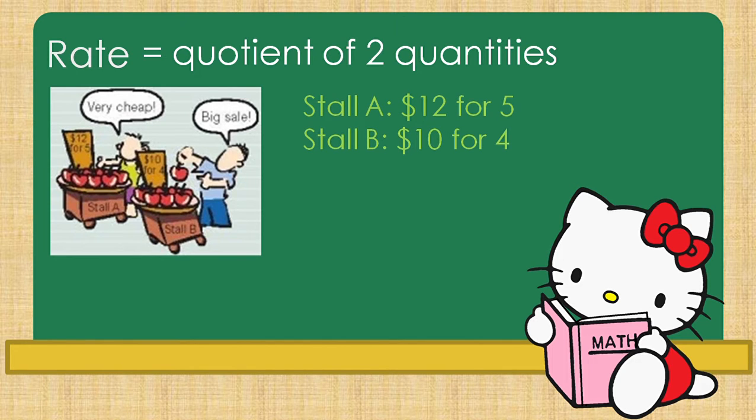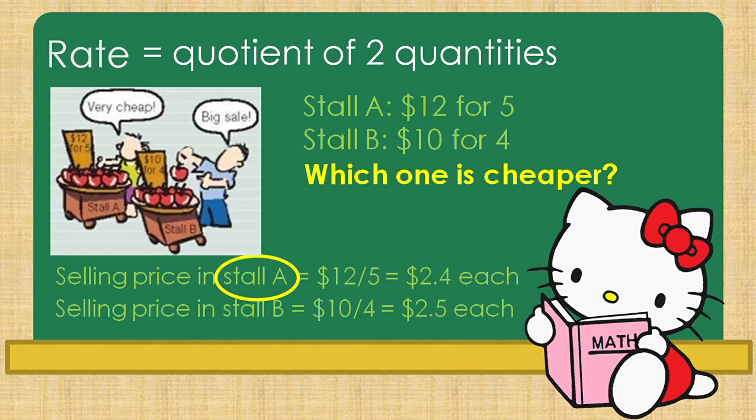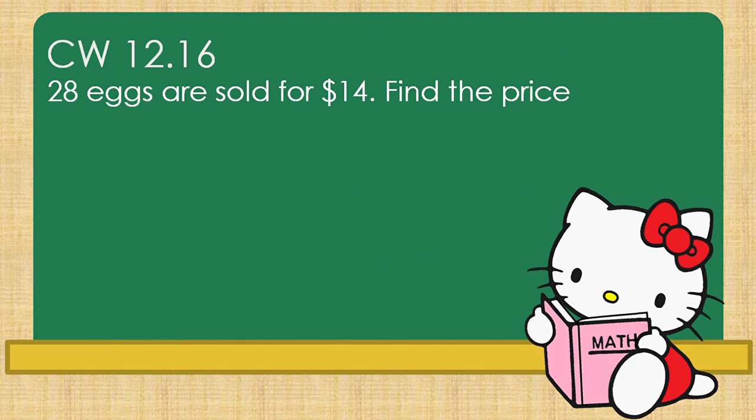How about the next one? In this case, there are two stores. Store A, $12 for 5 apples, and store B, $10 for 4 apples. But which one is cheaper? In this case, we can use the rate to help also. The rate here should be the selling price for each apple. For store A, $2.4 each. For store B, $2.5 each. So which one is cheaper? So simple, right? Well, maybe we use classwork 12.16 up to 12.18 to solve those problems about rate.